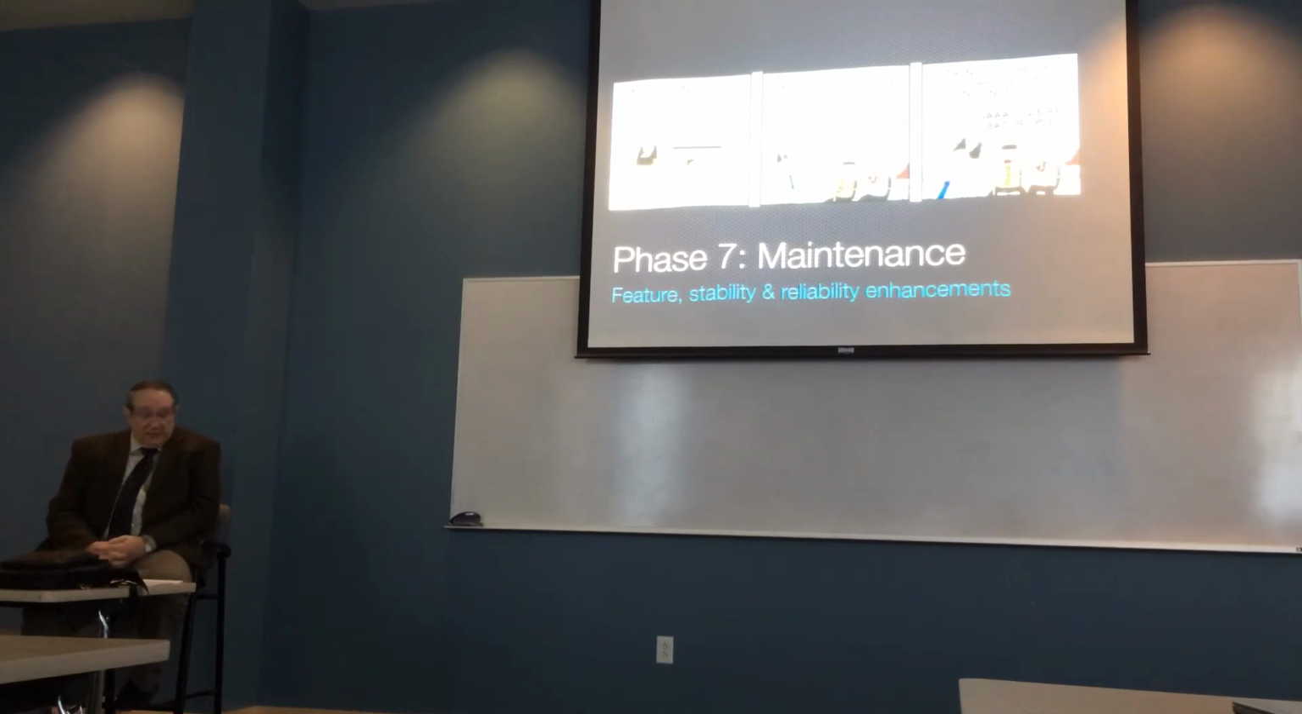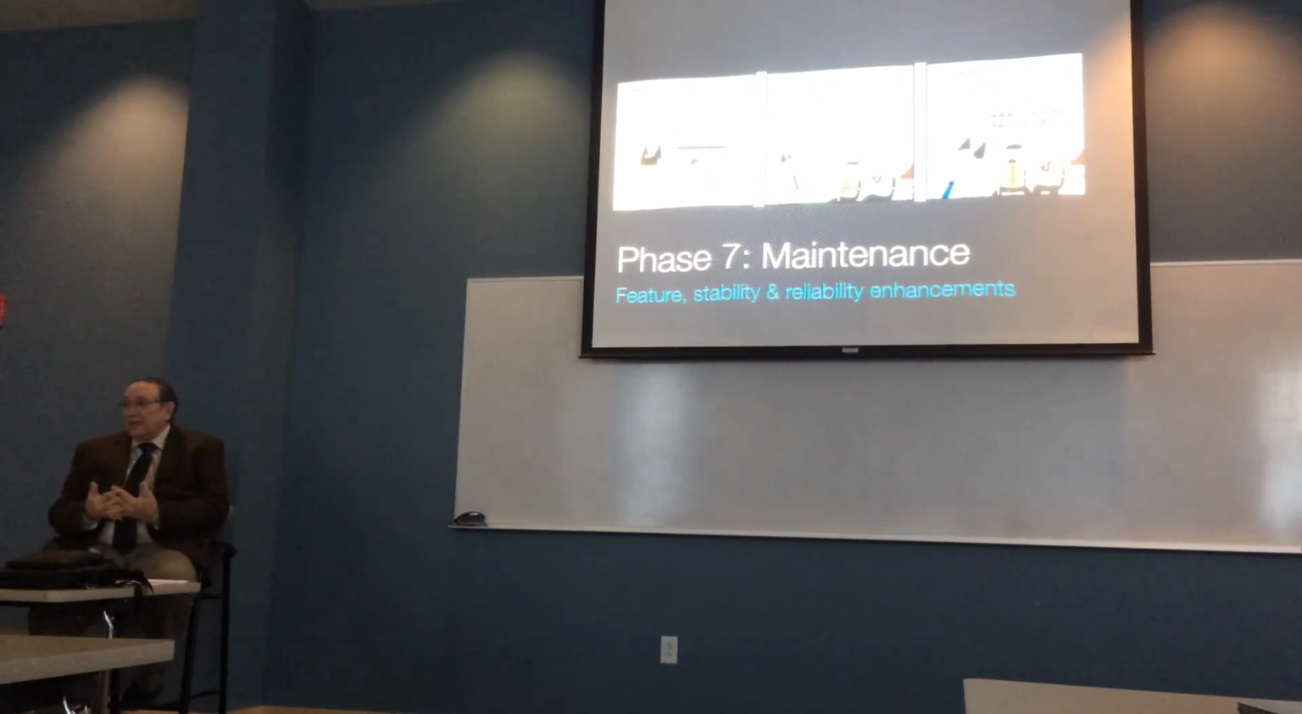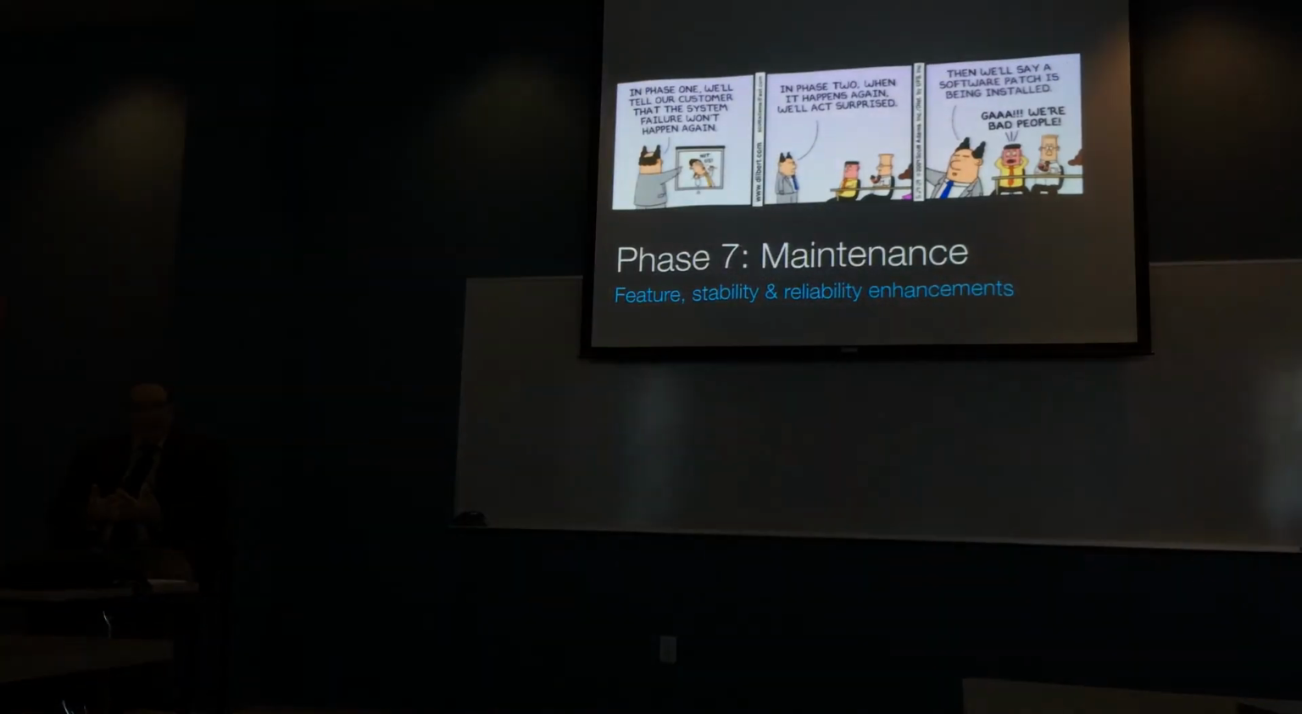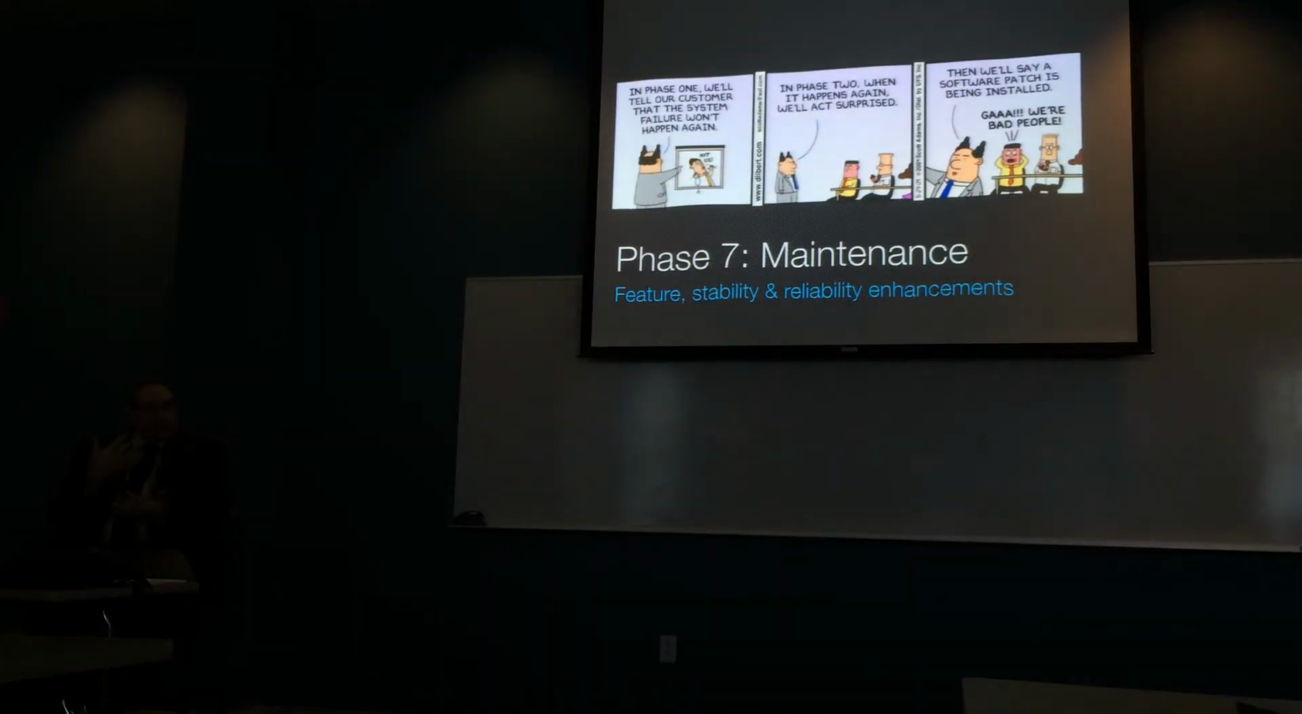None of us have ever done what your boss is doing. Phase 1 will tell our customer that the system failure won't happen again. I think I have done that. In phase 2, when it happens again, we'll act surprised. I've done that too. Now phase 3, I'm not going to admit to, because I certainly wouldn't do a thing like that. But the point is, sometimes we really frustrate our customers by not paying attention to change control, to routine maintenance procedures, and they matter.